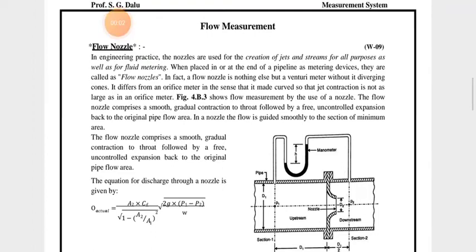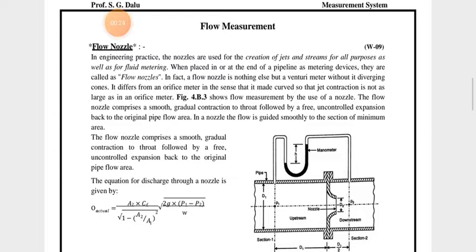Good morning, students. This is lecture number 26 of unit number 4, that is flow measurement. In flow measurement, we will have to study two parameters, that is flow measurement and force measurement. And in force measurement, we will have to study the torque measurement also.